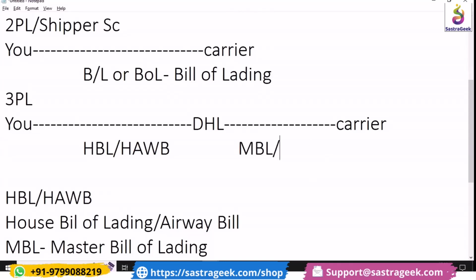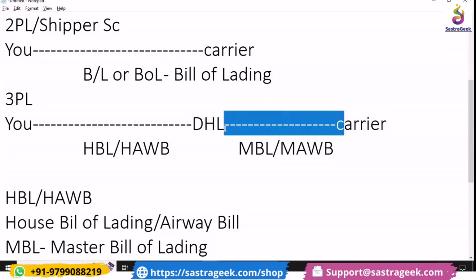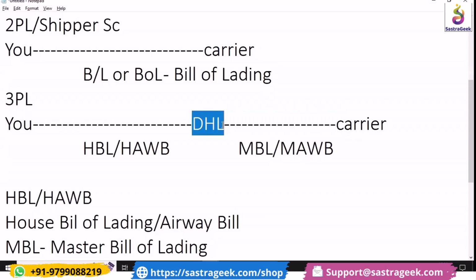Yes. And if it is via air, it is going to be master airway bill in that case. If that carrier is an air carrier, definitely it has to be master airway bill only. So the carrier issues an MBL number or MAWB number to DHL. And hence, DHL will be having both the numbers: the one which he issues to you, and the one which he receives from the carrier.